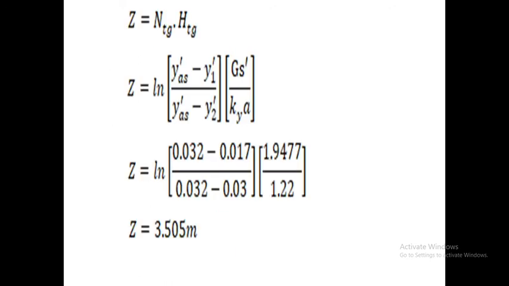What is the height formula? Z is equal to NTU times HTU. Substituting the formula here: Z equals ln of (YAS' minus Y1') divided by (YAS' minus Y2'), times Gs' divided by KYa. Gs' is the mass velocity value, and KYa is the volumetric mass transfer coefficient. These two values are given data. Here YAS', Y1', Y2', all the values are known. Substitute here, and we find the answer, 3.505 meters. So this is the height or length of the tower.